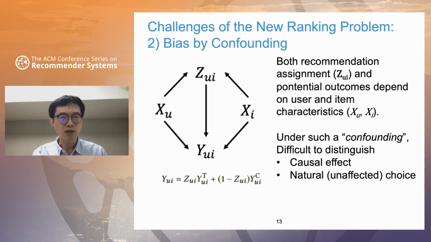The second challenge is bias by confounding. Typically, both recommendation assignment and potential outcomes depend on user and item characteristics. For example, popular items are often purchased by definition, and that kind of item might be often recommended too. So under such confounding, it is difficult to distinguish the causal effect from the natural behavior of users. That makes a heavy bias in our estimate of the causal effect.